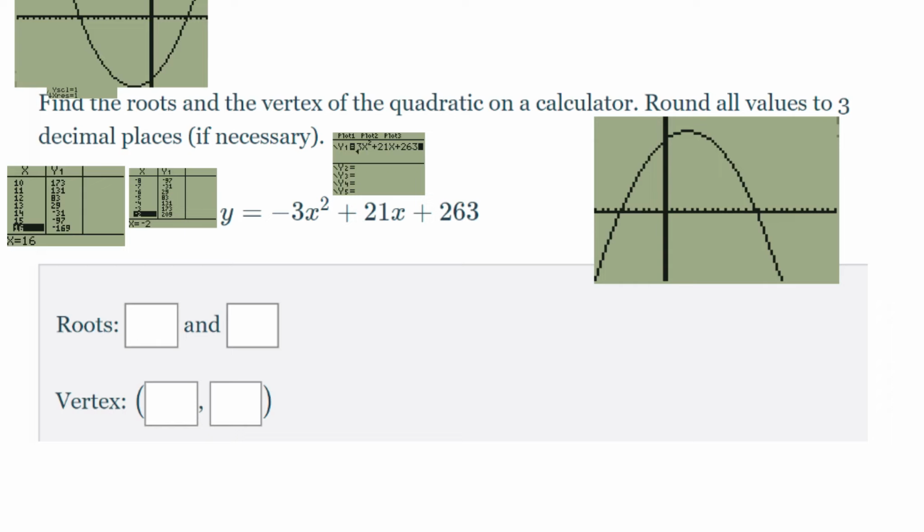Remember our steps. Same steps, all day long. Second, trace button, which is calc. Let's do the zeros first. There are 2 of them, so we'll have to do this twice. We will go left bound. Hit enter.